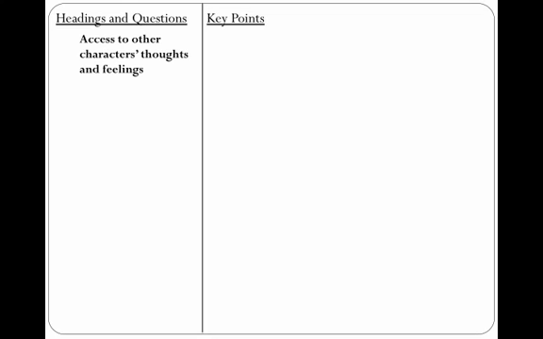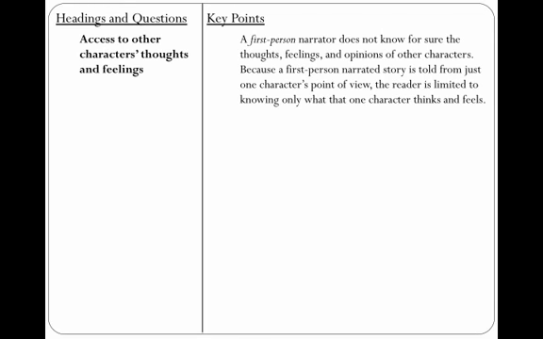Access to other characters' thoughts and feelings is our third aspect that influences a narrator's perspective. Now let's see what this means in terms of a first-person narrator. A first-person narrator does not know for sure the thoughts, feelings, and opinions of other characters. Because a first-person narrated story is told from just one character's point of view, the reader is limited to knowing only what one character thinks and feels.